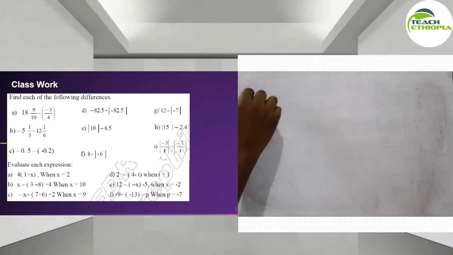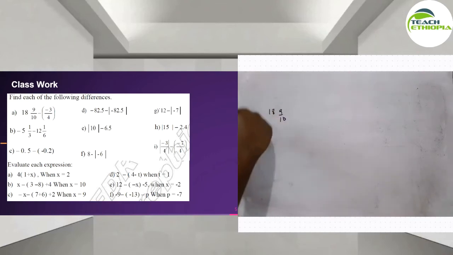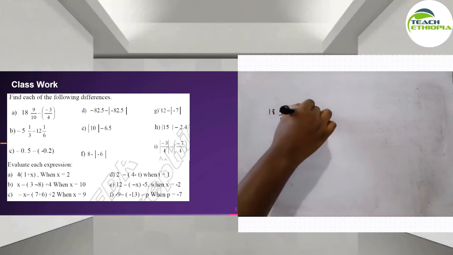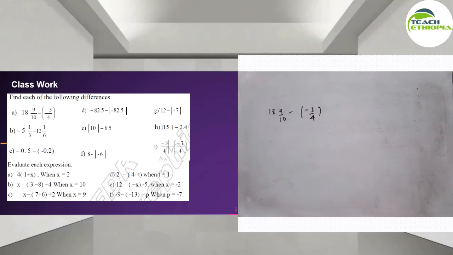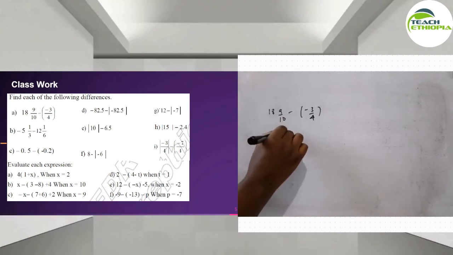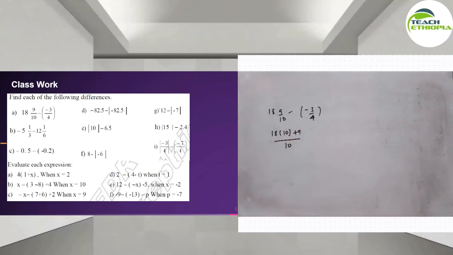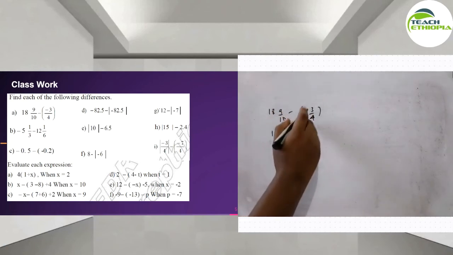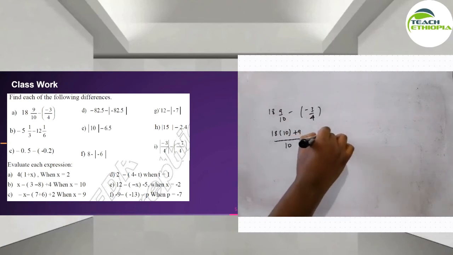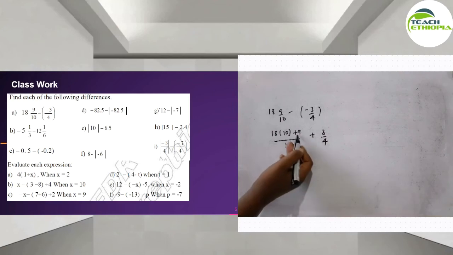For example, the first one: 18 9 over 10, this is mixed fraction, minus of into minus 3 over 4. So this can be converted first. 18 times 10 plus 9 over 10. Similarly, minus times minus is going to be plus, so plus 3 over 4. Then this is 189.